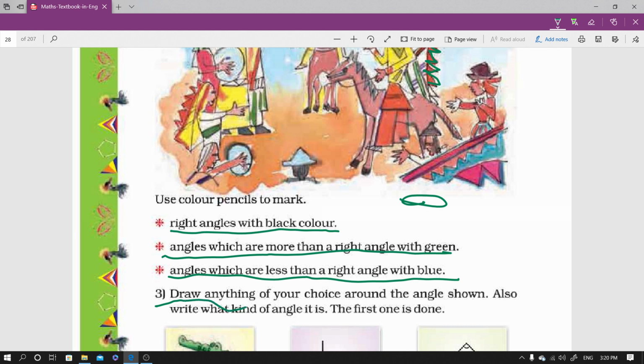Draw anything of your choice around the angle shown. Also write which kind of angle it is. The first one is done.